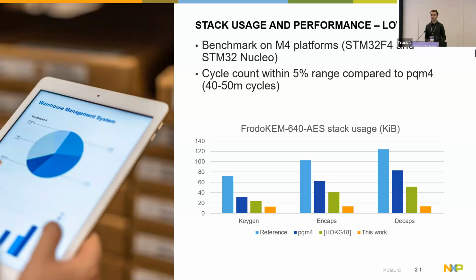And this is actually reflected in our benchmark results, because what we saw is that our cycle count is within a 5% range of the PQM4 implementation. However, as you can see from these bar charts, in orange, our work uses significantly less memory compared to, for example, the reference implementation and the PQM4 implementation, but it's also smaller than this CHES 2018 paper. What's also interesting to see is that our memory usage is nearly constant between the three algorithms. This comes from the idea that we only store one large matrix plus, of course, some extra overhead.